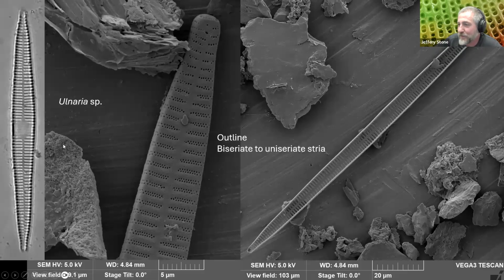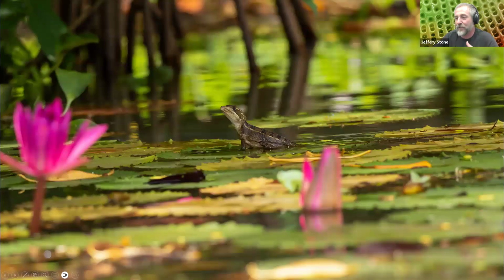And also I found this really cool Ulnaria. I can tell it's an Ulnaria, but when we got it into the SEM, you can see that it is biseriate. It's not completely unknown for Ulnaria to have biseriate striae, but every example I could find was from China. All of the ones in North America are uniseriate. I couldn't find anything in North America that matched the outline and had biseriate striae, and it didn't really look like any of the Chinese versions that have been published. So I'm still working on some of that taxonomy.